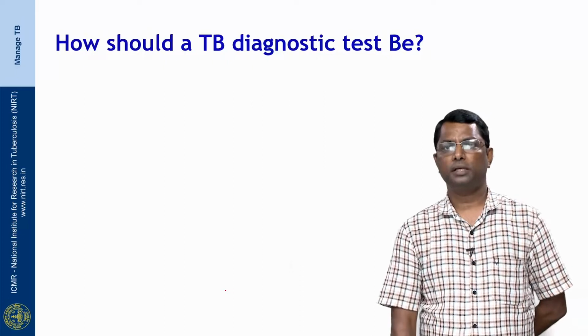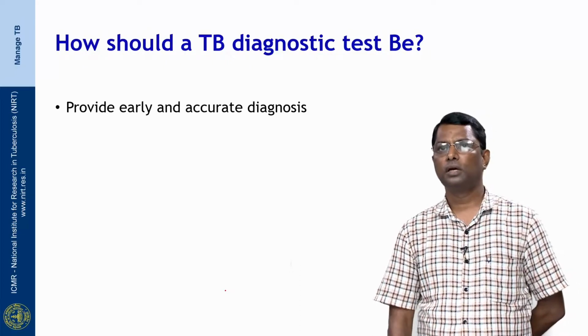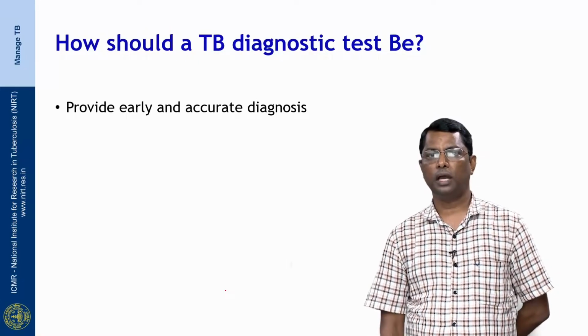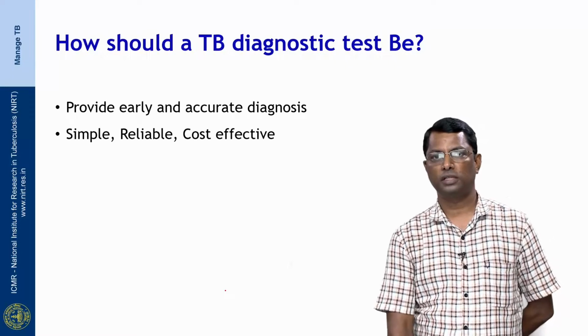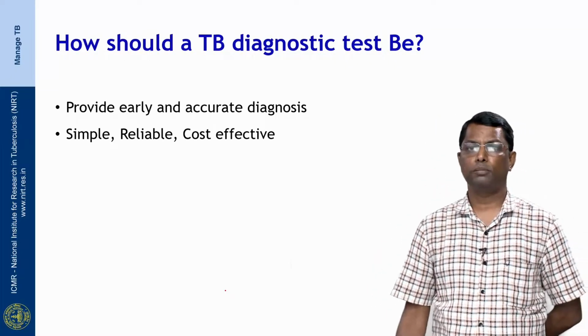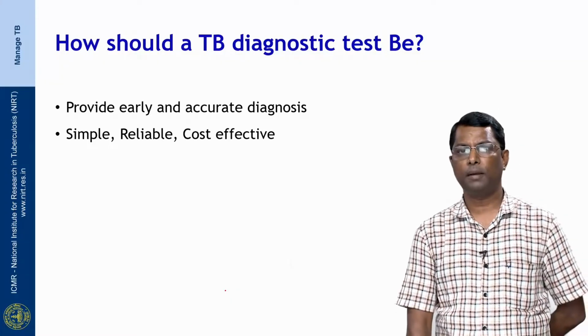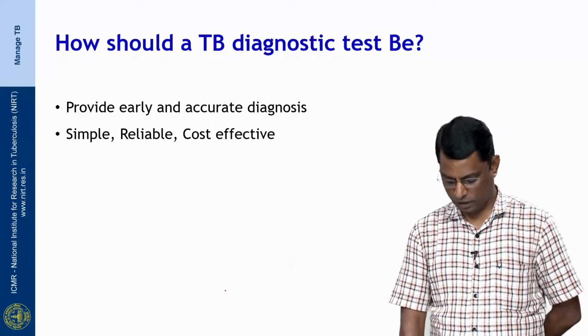To be an ideal test for TB diagnostics, we require the following things. It should provide an early and accurate diagnosis, that is, it should be rapid, and also very sensitive and specific. It should be very simple to be performed by a lab technician. It should be reliable and very cost effective as well.